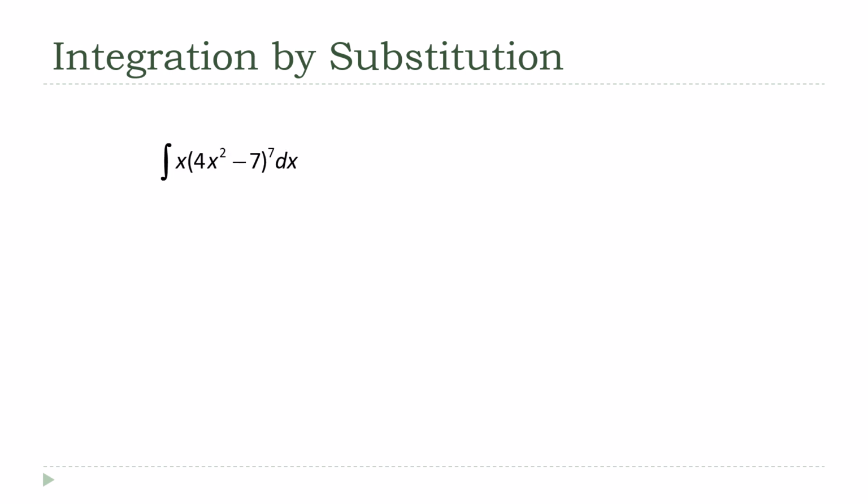Okay, so how about this one? It's similar. I'm looking at this and I'm saying if that 4x squared minus 7 were just an x to the 7th, I could integrate, not a problem. So here's my substitution. I'm going to let u equal 4x squared minus 7. If I make that substitution, the integral becomes the integral of x times u to the 7th dx.